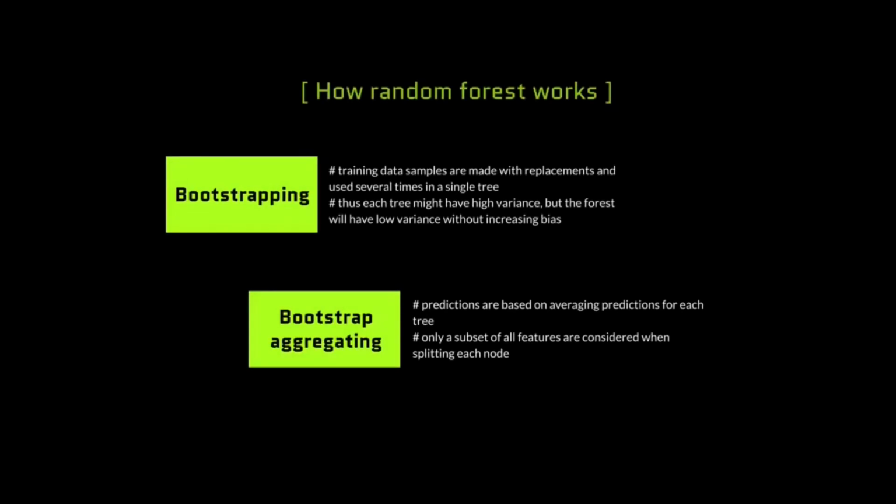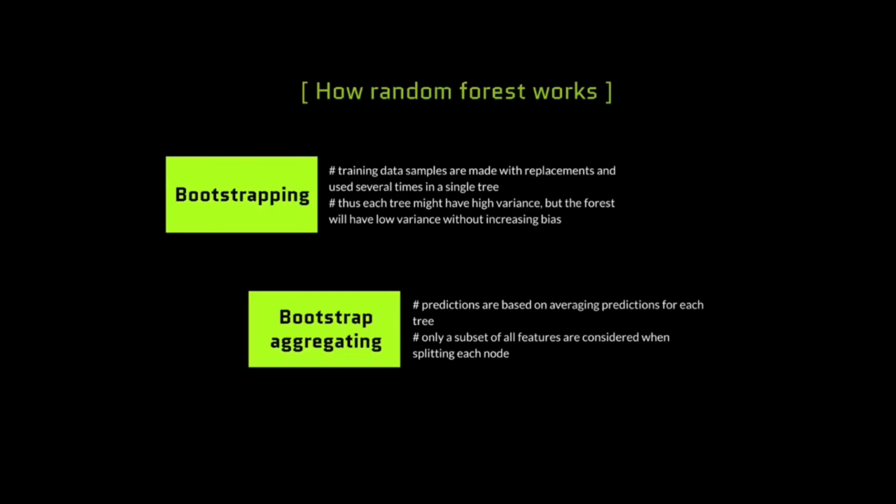Alright, now we take on the next machine learning model, random forest classifier. Random forest is an ensemble learning algorithm, thus it is a combination of machine learning algorithms. The main differences between random forest and decision tree is that the training data set is randomly sampled when creating trees and subsets of features are considered randomly when splitting decision tree nodes. The training data samples are made with replacements, also called bootstrapping. This means that some samples will be used several times in a single tree.